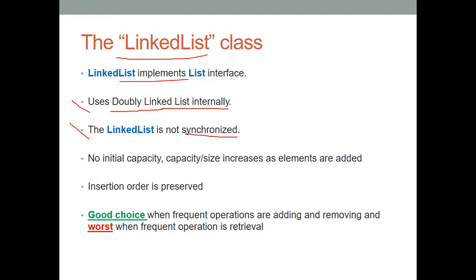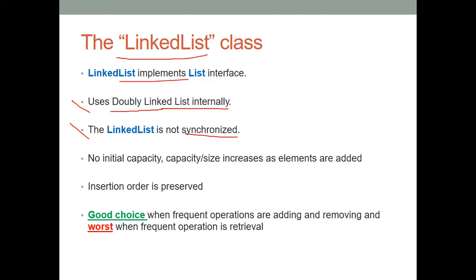For example, Vector is synchronized, so you can't perform two operations at a time. If it is not synchronized, two threads can both access this data at a time. That is called not synchronized.